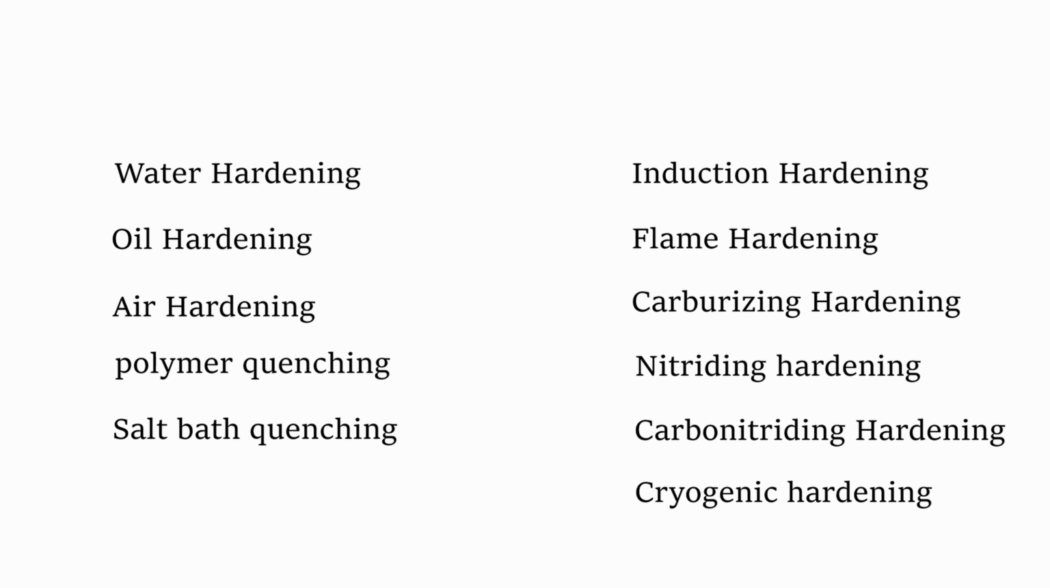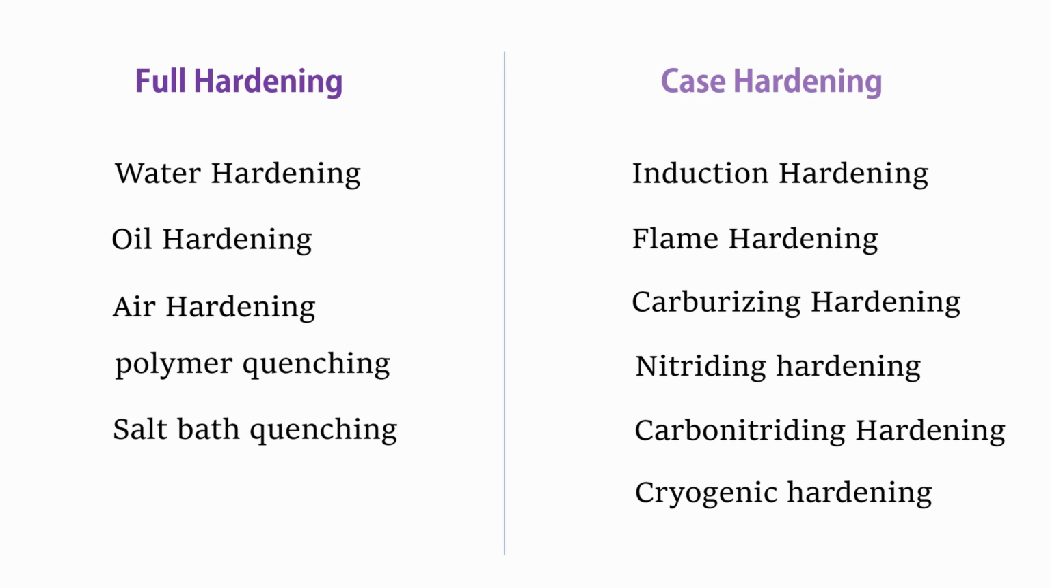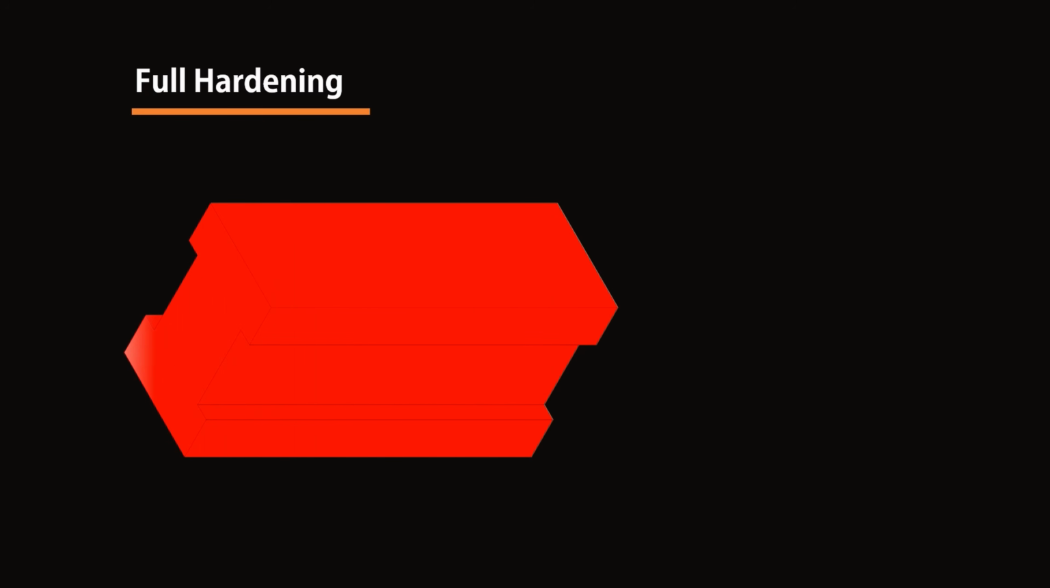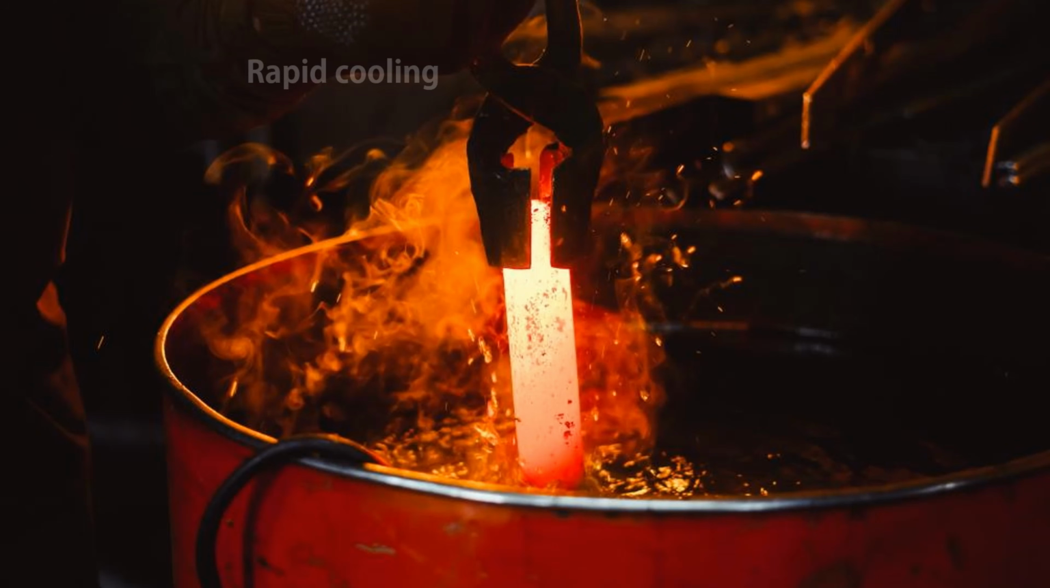There are many hardening methods, but I don't want you to feel overwhelmed. For practical understanding, we can divide this process in two main categories, full hardening and case hardening. Full hardening. As the name suggests, full hardening means hardening the entire component throughout its complete cross section. And this can only be achieved by the quenching process, which involves heating the steel to its crystallization temperature and then rapidly cooling it.